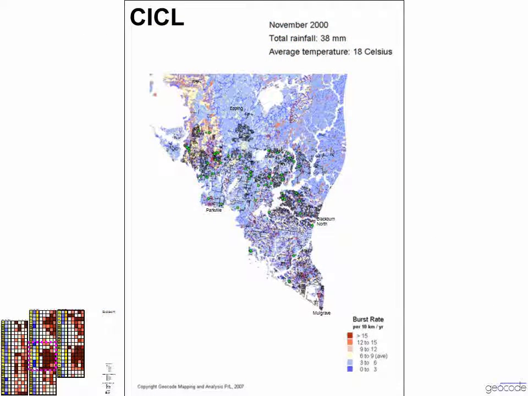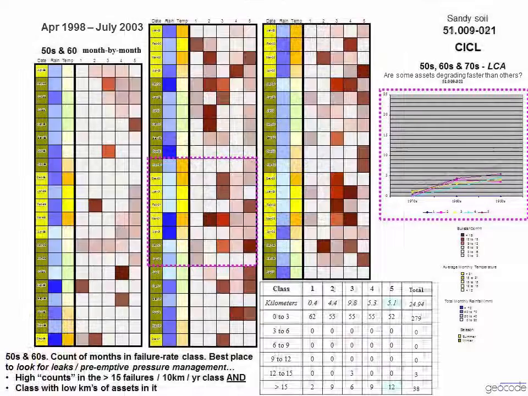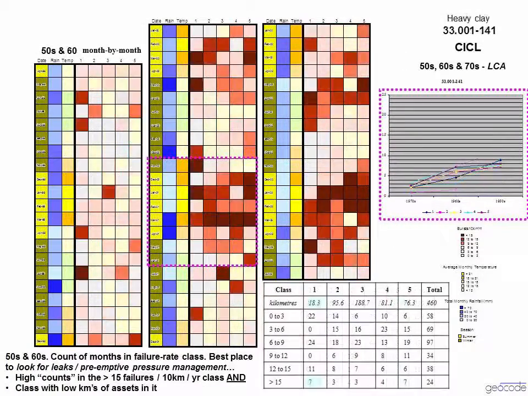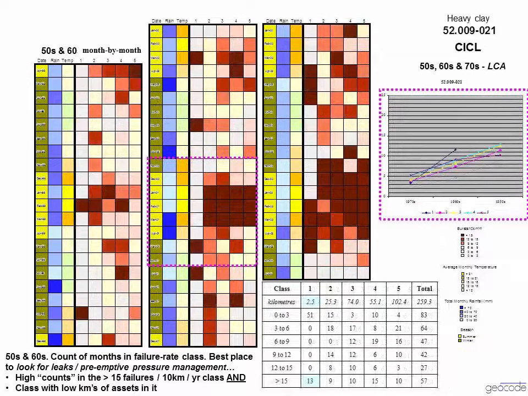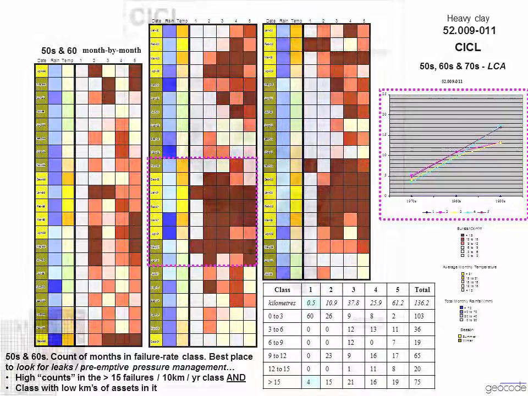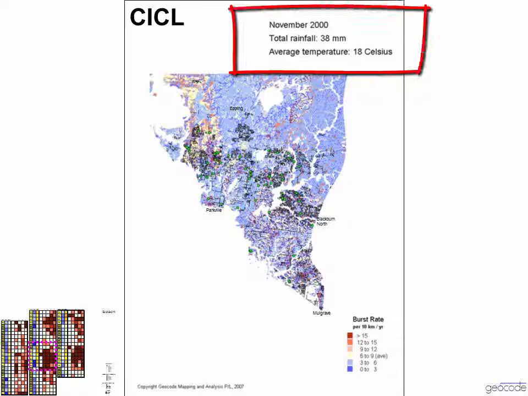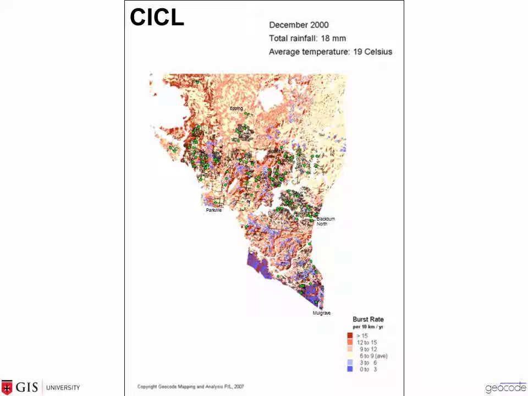Okay, here are these same charts mapped. So these 1, 2, 3, 4, 5, 6 soil types or terrain patterns with terrain units mapped according to asset performance. What we're looking at here is November 2000. We've had a total rainfall in November of 38 mils and the average temperature has been 18 degrees. Total rainfall in December, 18 mils. It's starting to dry out.